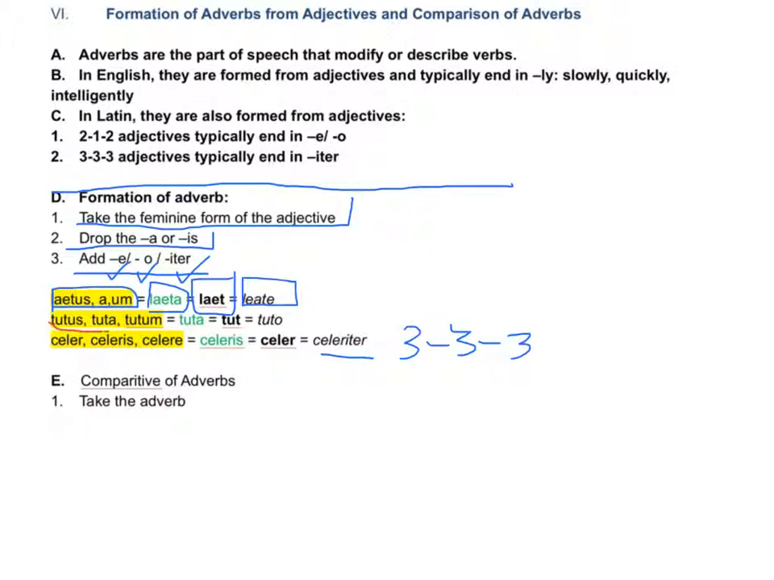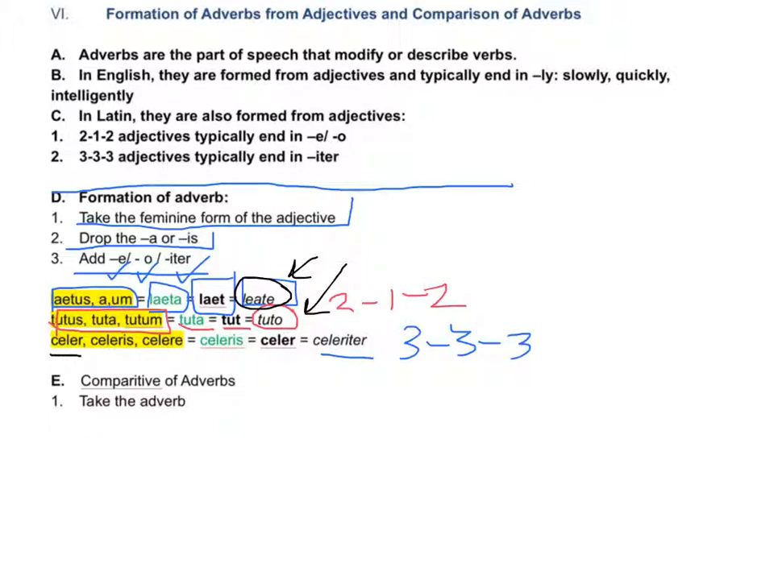So, for example, tutus, tuta, tutum, that's another 2-1-2 adjective. Both of the first examples are 2-1-2 adjectives. And you take the feminine form, you drop the A, and then in this case you add an O instead of the E. If you ever feel the need to compose Latin, and you need to figure out whether you add an E or an O, stick with the E. That's the more common of the two.